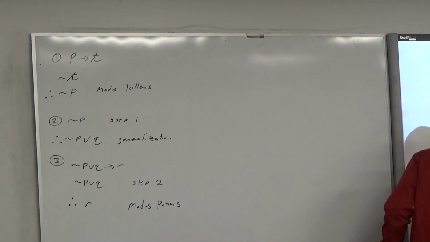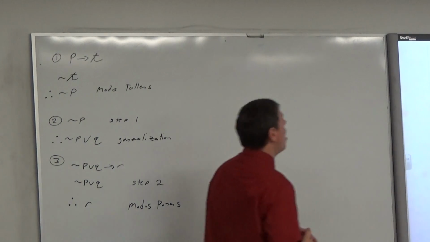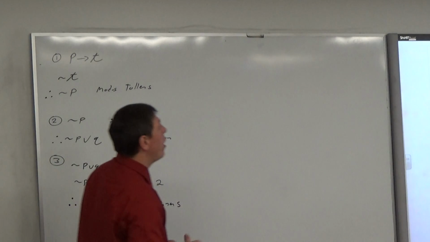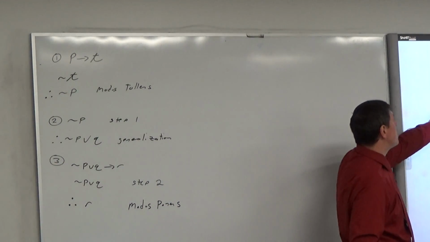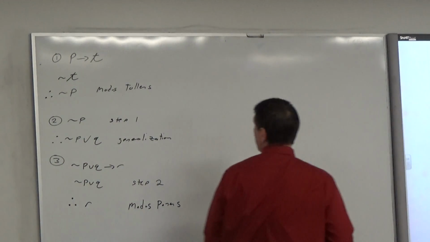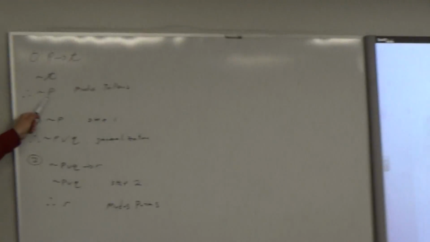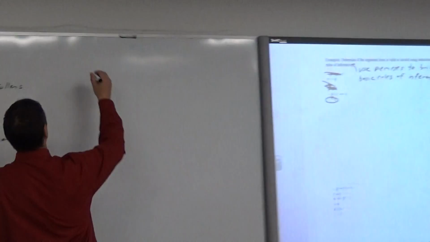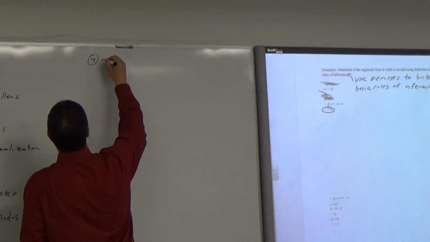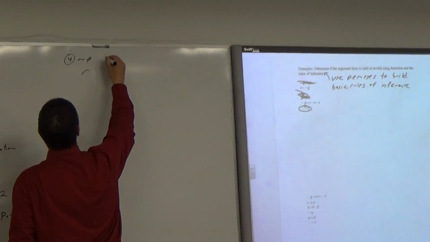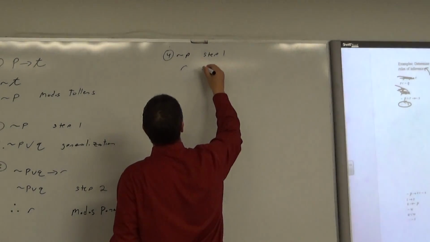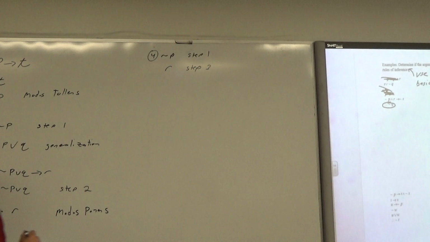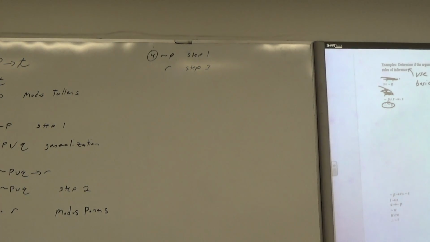Okay, we're almost done with this, by the way. Now I have R. Doesn't it seem reasonable for me to be able to say, from step number 1, I have not P. From step number 3, I have R. So for step 4, I have not P, and I have R. Not P is from step 1, and then R is from step 3.